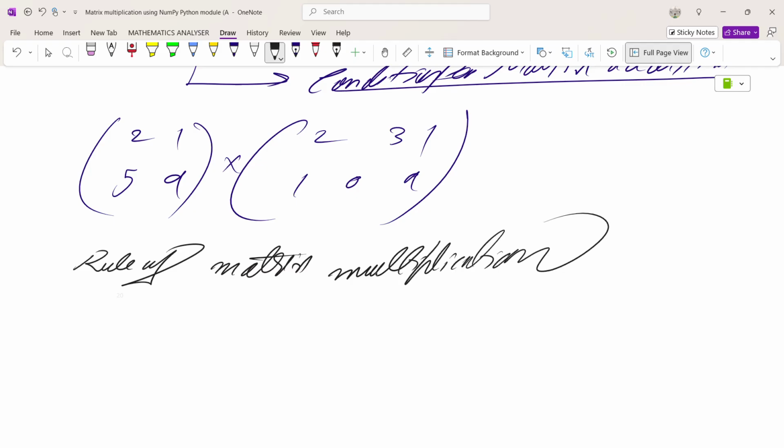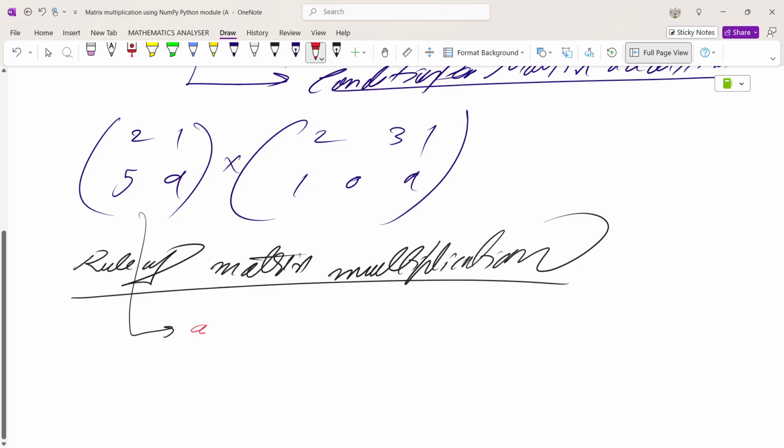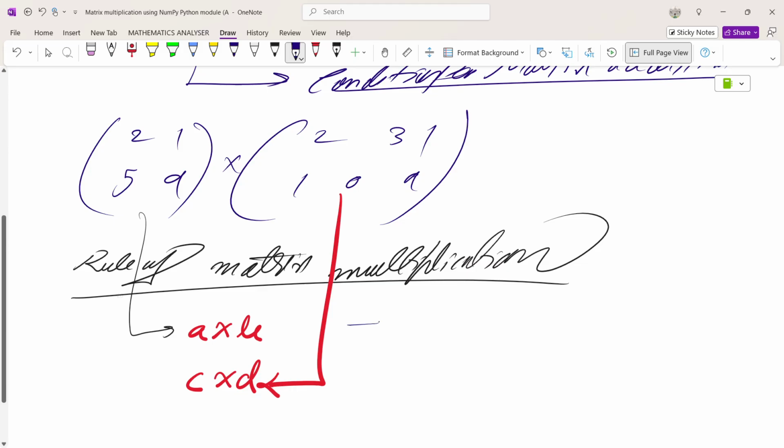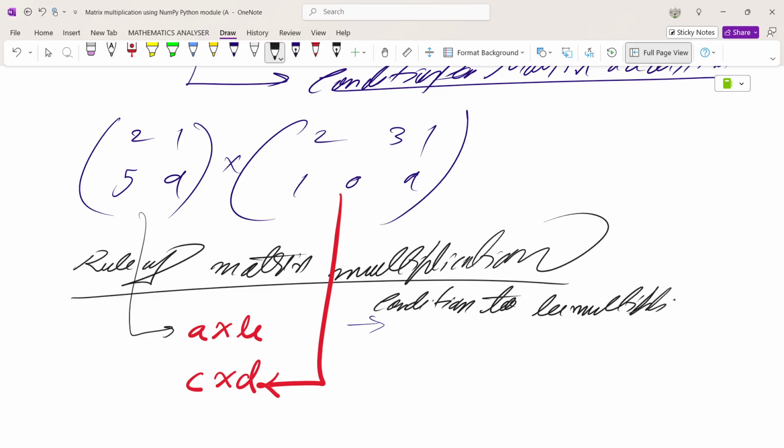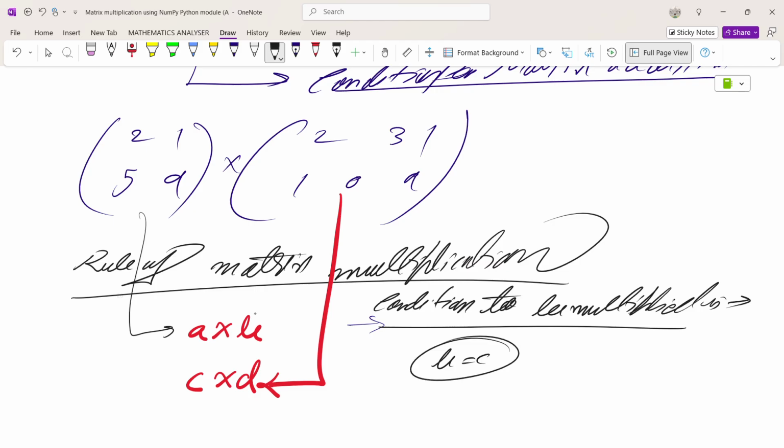The rule for matrix multiplication is that, as we all know, if this is a matrix of the form A cross B, and this is a matrix of the form C cross D, then the condition for them to be multiplied is that B should be equivalent to C. That is, the slant diagonal corner should be equivalent.